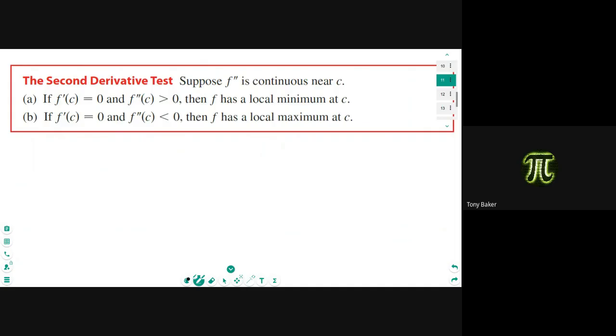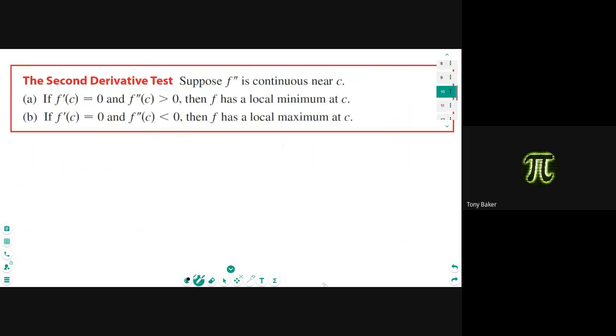If the first derivative is 0 and the second derivative is positive, then it's a local minimum. If the first derivative is 0 and the second derivative is less than 0, then it has a local maximum. I personally have not found much use for the second derivative test. The first derivative test seems to work fine for this. The second derivative is really used for concavity. But you will be asked about it in one of the questions, so knowing it is kind of important.